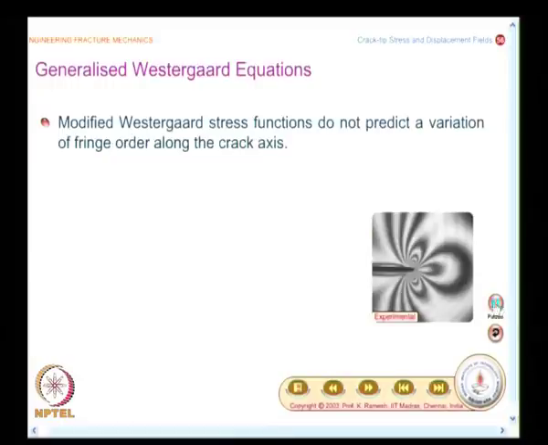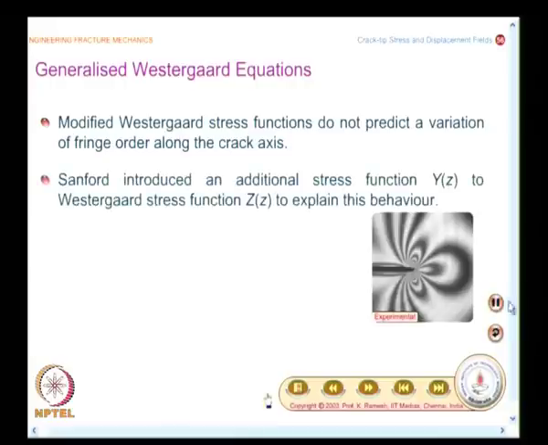Now, this is very unusual in the case of fracture problems. We question the basic stress function itself. In none of our problems in solid mechanics, the moment you get a stress function, you simply go to evaluating the stresses and then to displacements. You never go back and question whether the stress function was reasonably good enough.